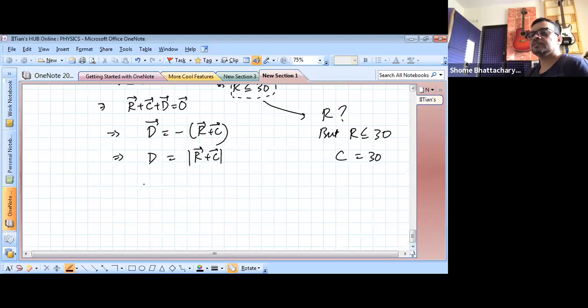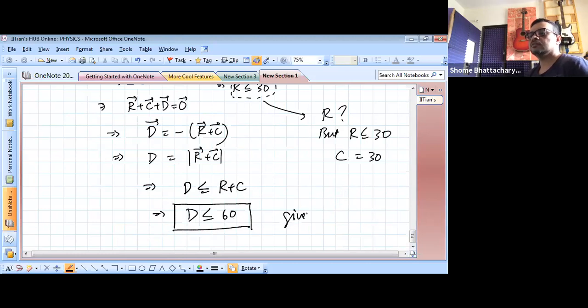So then what can we say about D's magnitude? D's magnitude is less than or equal to the magnitude of R plus the magnitude of C. So that means D's magnitude is less than or equal to 60. Because we don't know the exact value of R, but we know that whatever happens, R's magnitude cannot exceed 30. So D's magnitude cannot exceed 30 plus 30, 60. And given that mod D is equal to 40, this is possible. So that is why option B is possible.